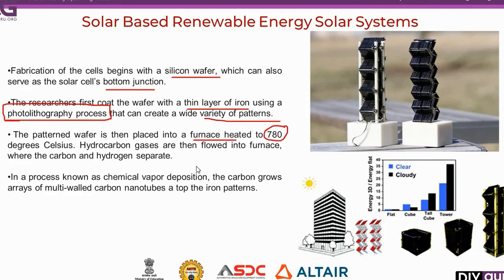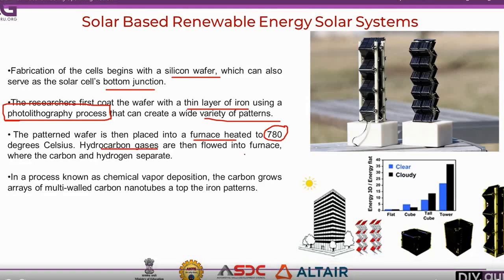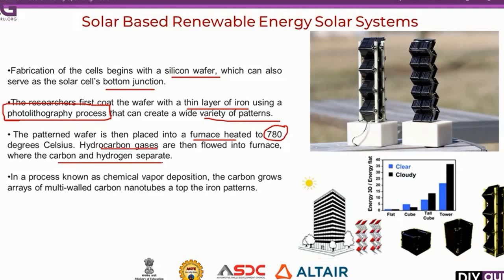Later, hydrocarbon gases are passed into the furnace where the carbon and hydrogen are separated. This process is known as chemical vapor deposition. So the carbon grows an array of multi-walled carbon nanotubes on top of the iron pattern. This is how they are producing this. You see, in recent years they are implementing this type of 3D cells in structural buildings so that we can get the maximum amount of power generated from the solar cell.